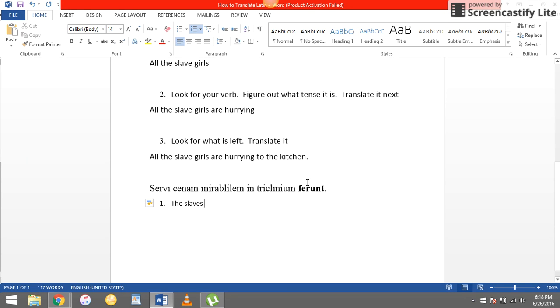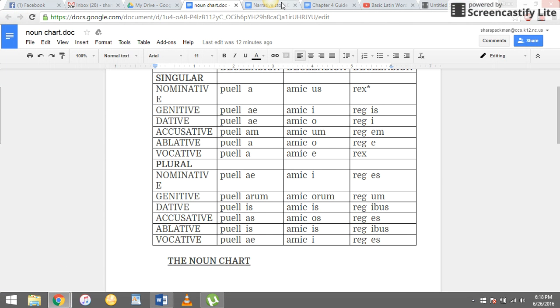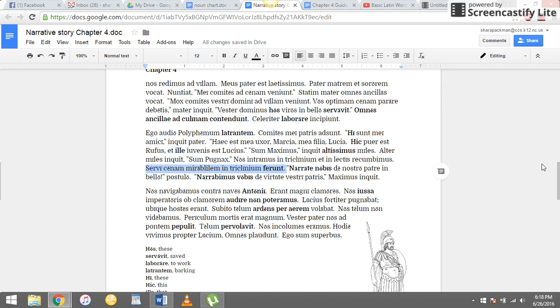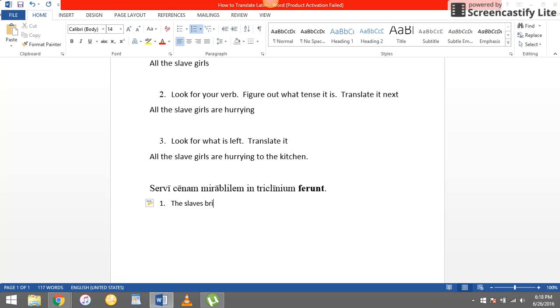That's not one of your vocab words, which is why it's in bold. So they give it to you in the story. So let's go back to the story and see what ferunt means. Here it is right here. It means to bring. So ferunt, the slaves bring.